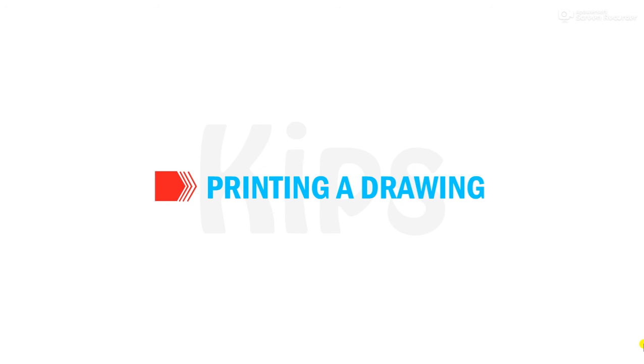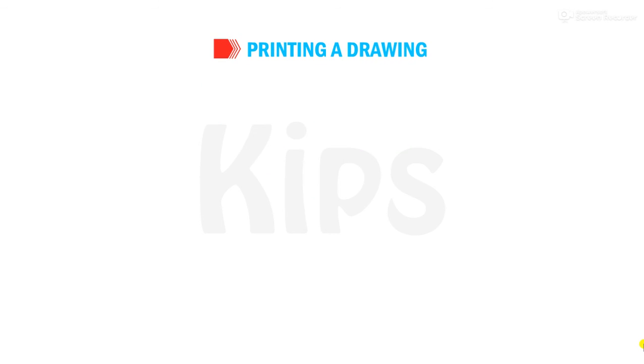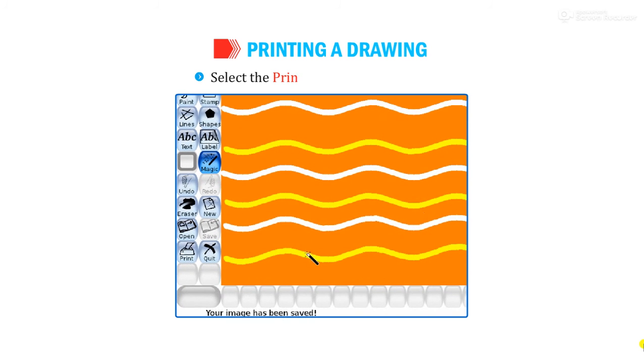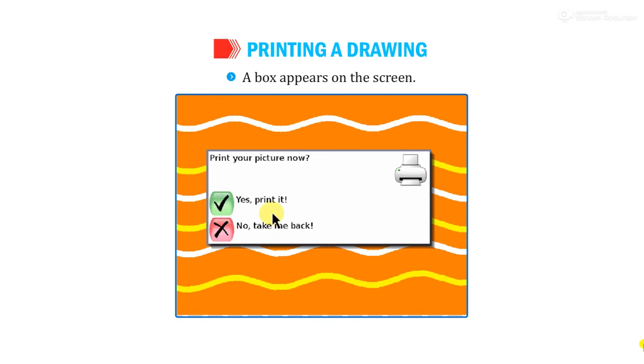Students, now let us talk about printing a drawing. TuxPaint allows you to print a drawing on a paper. Open the drawing that you want to print. Select the Print tool in the Tools bar. A box appears on the screen. Click on Yes to print.